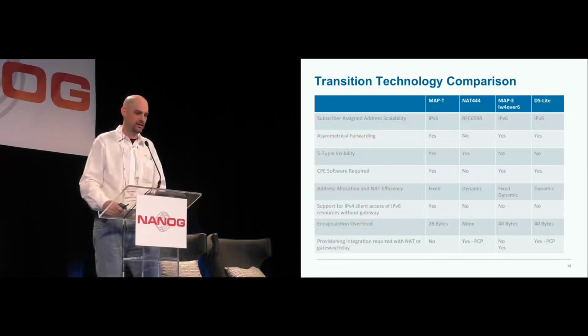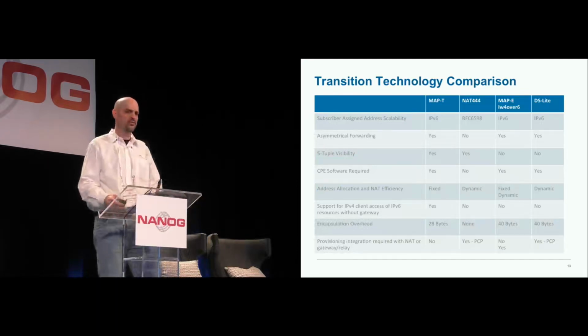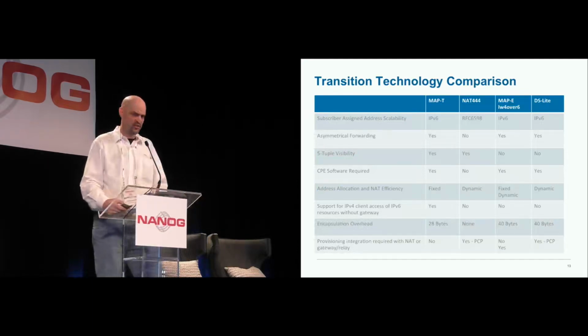Support for IPv6, client access of IPv6 resources without a gateway. This is the example I gave before with the CDN. That's something that's exclusive to MAP-T, given the technologies that are listed over there. Encapsulation overhead: anytime you do tunneling, you're going to have encapsulation overhead. MAP-T is more efficient than the other IPv6 based technologies, as it does header translation as opposed to encapsulation. To tell you the truth, I don't see that as a huge thing. NAT444 avoids it completely, again, because it's doing double translation.